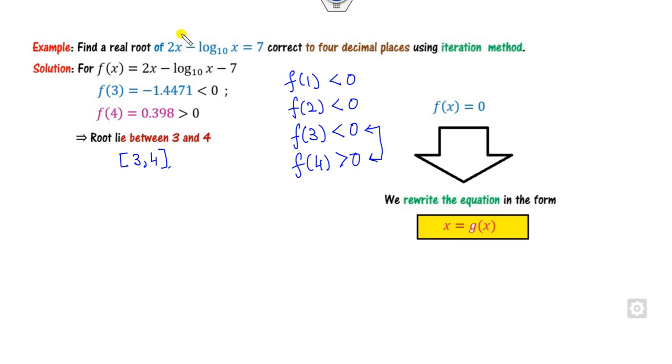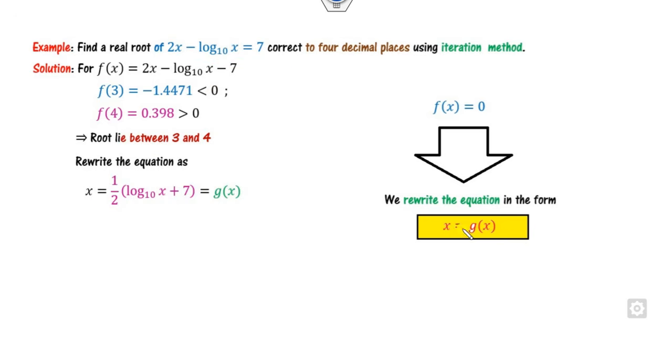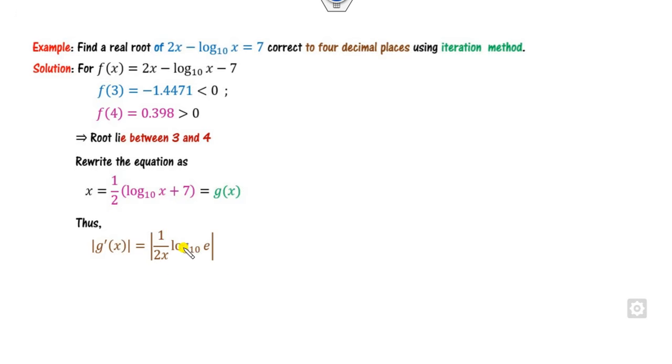Then your target is to convert this f(x) into x equals g(x). One way is you can find the value of x in this manner. Otherwise, you can also write x as 10 raised to the power of this, because it's base 10. You can write this and many more. Out of that, you will check whether g dash of x is less than 1 or not. So firstly I can check for this one. What is g dash of x? This is my g(x). If you find the derivative, it will be here.